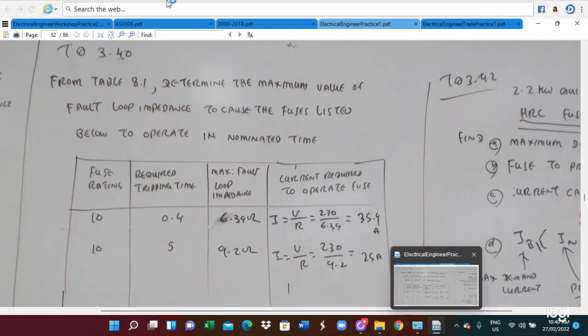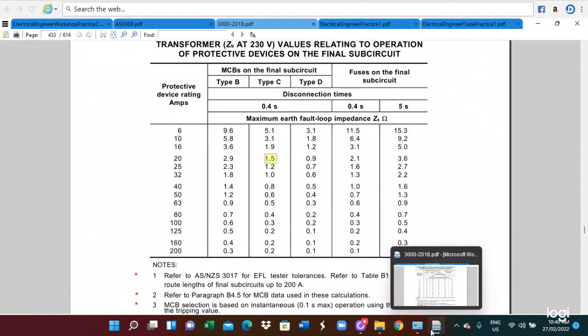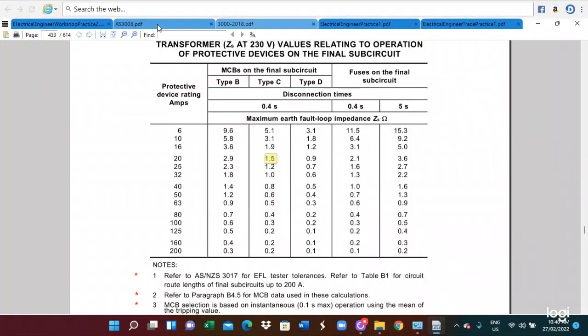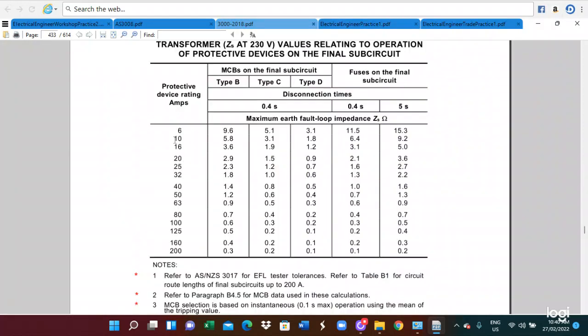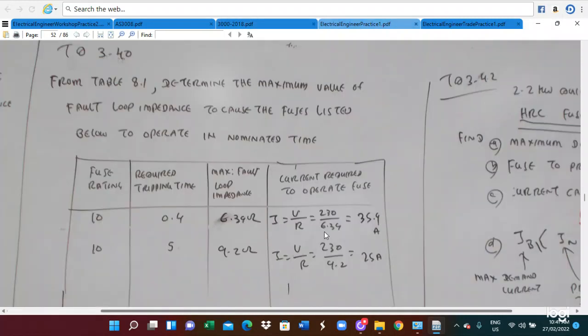So we look at Table 8.1 of AS3000. Here it is given 10 ampere and tripping time is 0.4 seconds. So here we got the 6.4 ohm. So the 230 volt is divided by 6.4 ohm, and then we got 35.9 ampere.